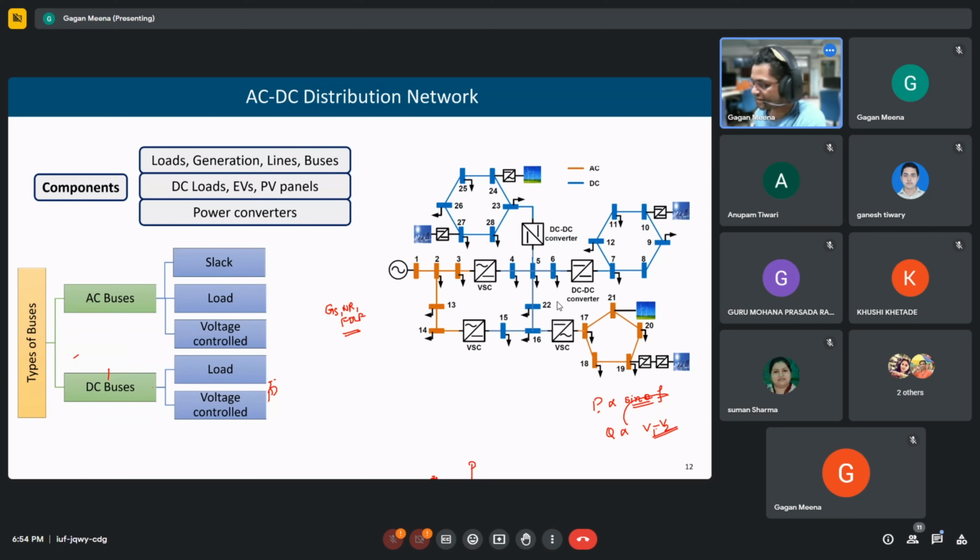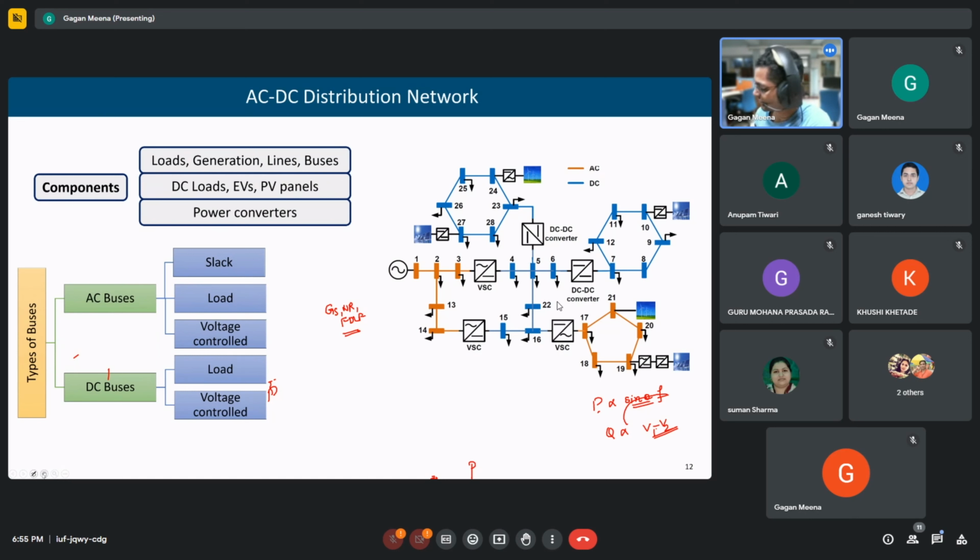Also, modeling of so many components is required. In the transmission system in India, there are only around 6 to 7,000 buses. But in distribution system, there are lakhs of buses. There are lakhs of loads even for one discom, distribution company. So the magnitude of the distribution system becomes very large, and the number of components is also too much. We have to model each and everything.